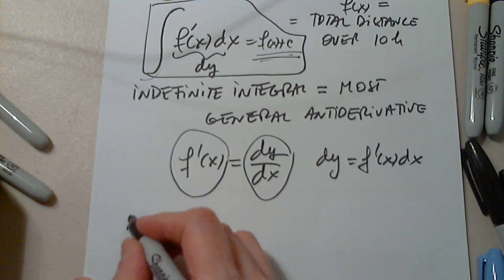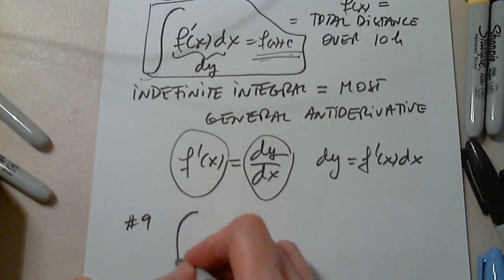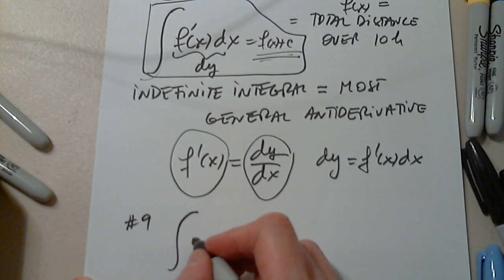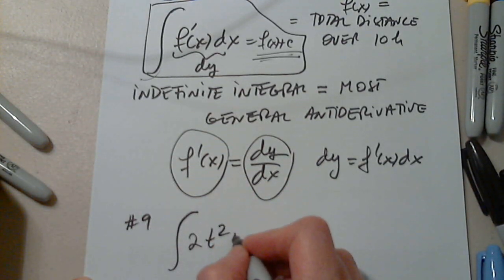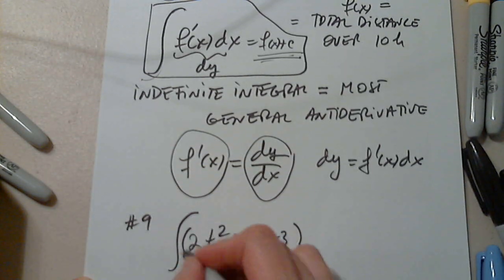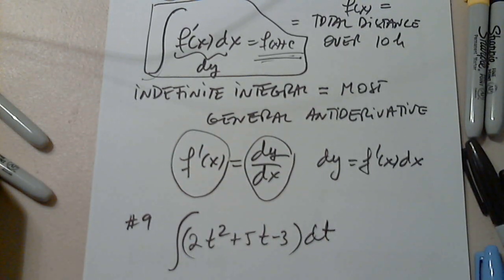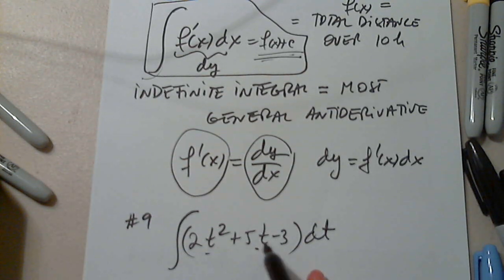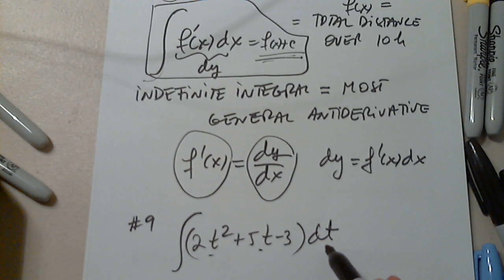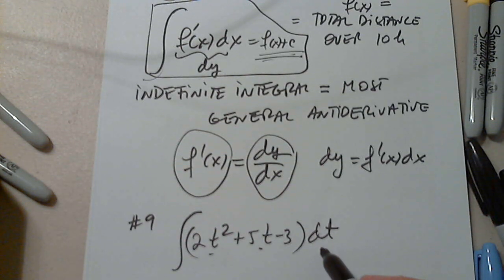Nothing new so far. It's just a different notation. The indefinite integral of 2t squared plus 5t minus 3 dt. Notice something very important. If the function is in t, I cannot have dx. I have to have dt. If the function is in x, I cannot have dt. I will have to have dx.